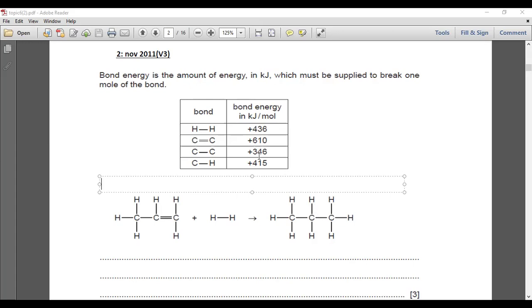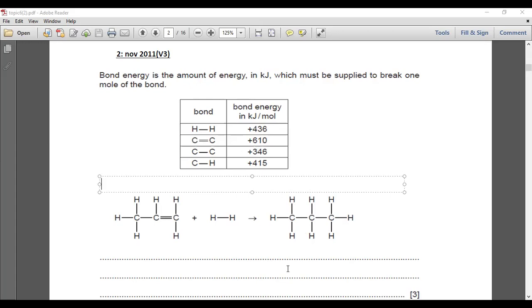What is the value of each C bond C? 3, 4, 6. So now you finished C bond C. Next step, you have to count. What are the bonds you have else here? You have C bond H. Count. How many C bond H? I have one here, 2, 3, 4, 5, 6, 7, 8. So 8 multiply. What is the value of C bond H?